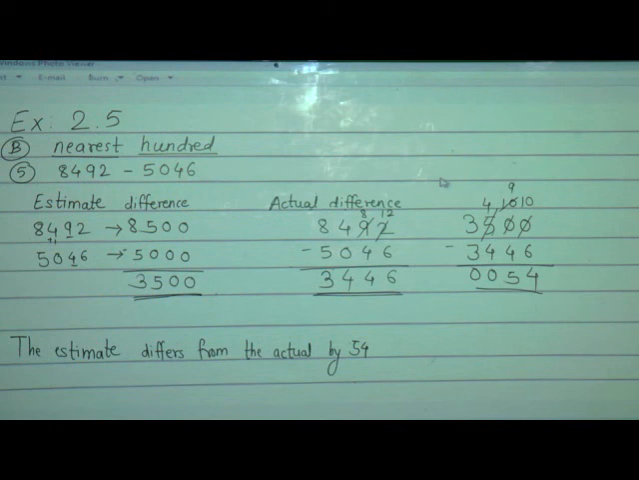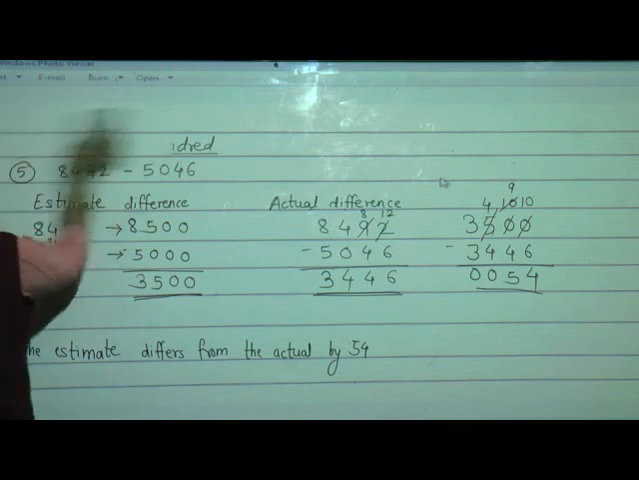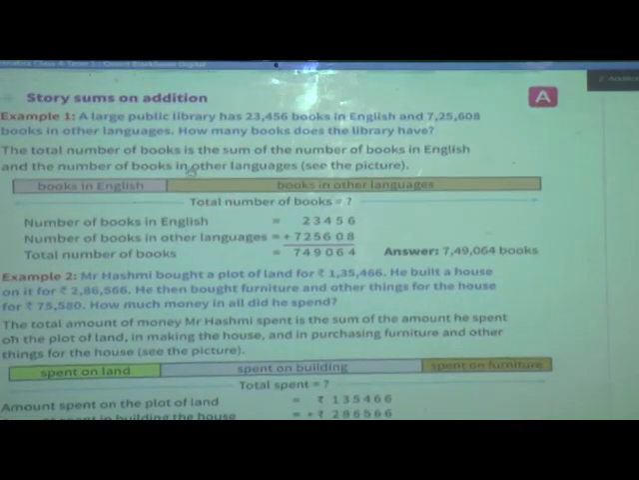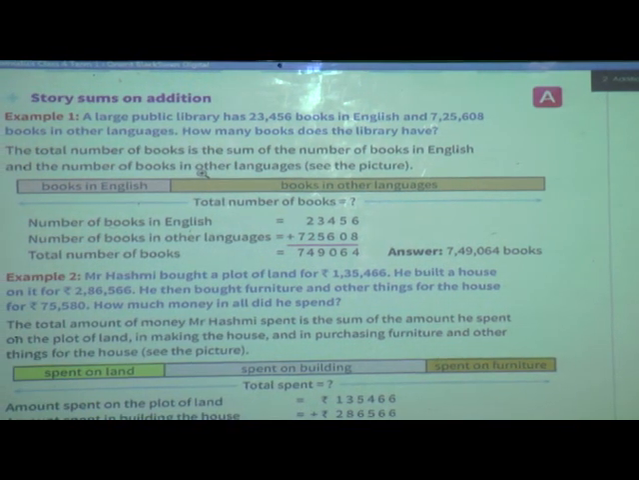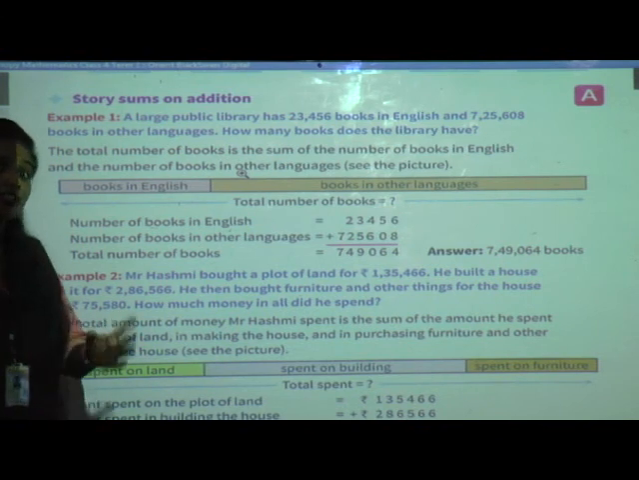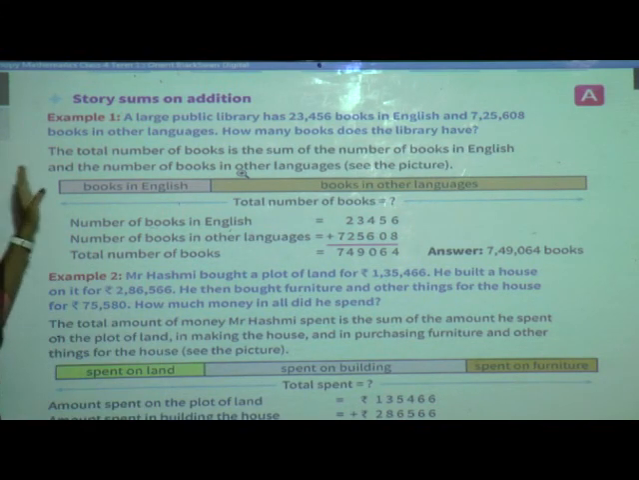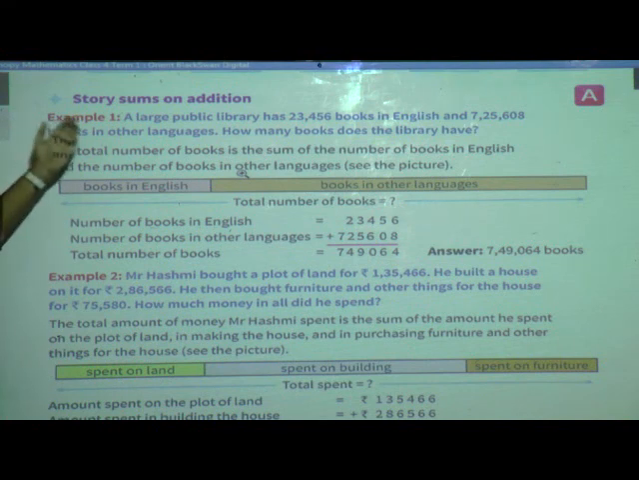So today we have completed our exercise 2.5 with these 3 sums. Now we will start one new concept, that is story sums on addition. Yes, you all have solved story sums in 3rd standard. Now we will see in 4th standard what type of story sums are given. So what is the first example?